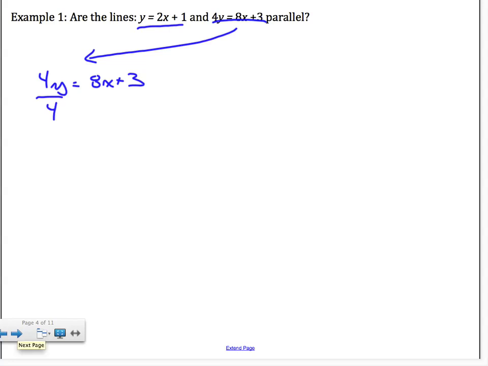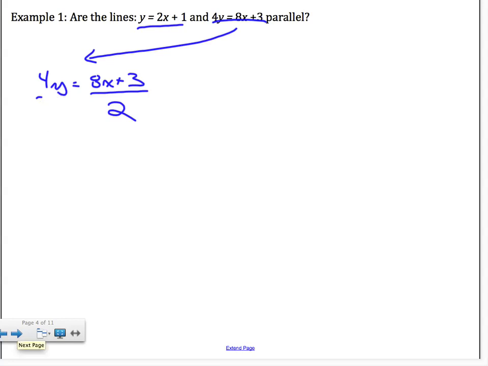So go back to your equations: whatever you do on one side, you need to do to the other. So we need to divide the whole thing on the other side by 4. Why? Sorry? 4.